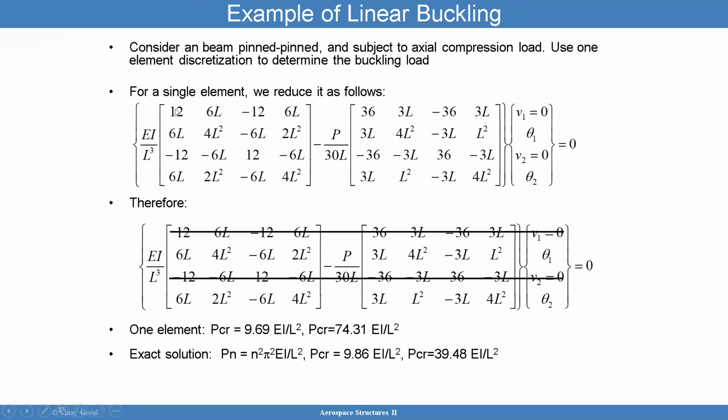In our scenario, if it's pinned, the deflections at either side are zero. So I'm left with the second row and third row being important. When I find the determinant of a 2 by 2, basically for a one-element solution, I get a buckling value of 9.69, and the closed form solution is 9.86. So it's incredible that I can get the answer with a single beam. If I look at higher level modes, it will be way off, but I need to increase the number of elements for that.